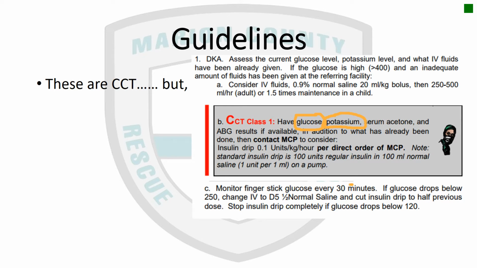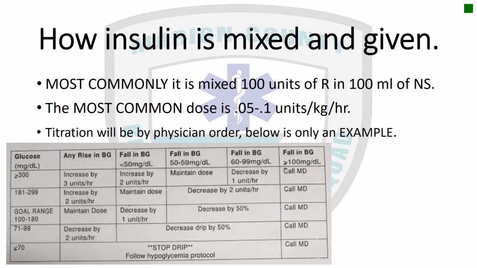Also, we want to monitor our glucose every 30 minutes and make sure that we have some normal saline hanging along with the insulin drip. Insulin is most commonly mixed with 100 units of regular insulin in 100 milliliters of normal saline, so that makes it 1 unit per 1 ml. The most common dosing is 0.5 to 1 units per kilogram per hour. Titration can be ordered by the physician, but most likely in the C3 transport realm, titration will be complete by the time you arrive at bedside, and they will have a stable reduction in blood glucose established.